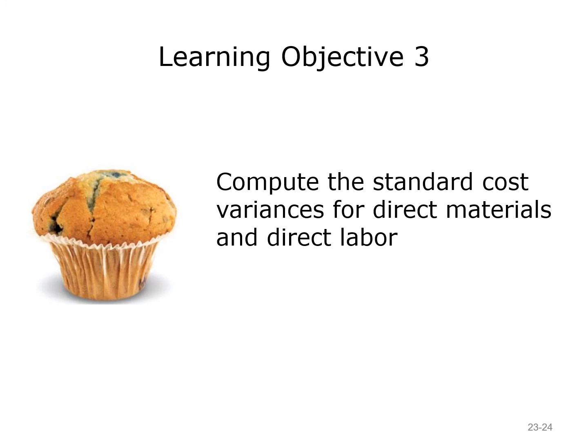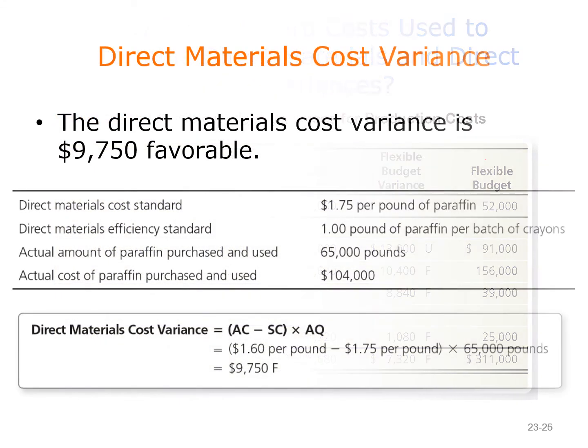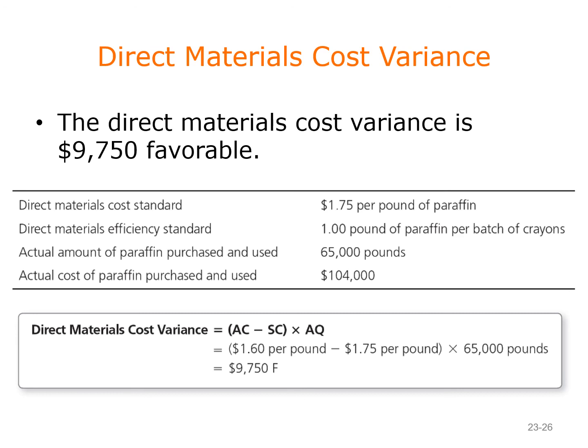Learning objective number 3 is to compute the standard cost variance for direct material and labor. The same will be done, except that we are going to concentrate on the direct material and the direct labor. This is the budget amount per unit. This is the actual result, flexible, and the flexible budget as we did before. So actually I just got the differences here, as you can see, in order to find out the flexible budget.